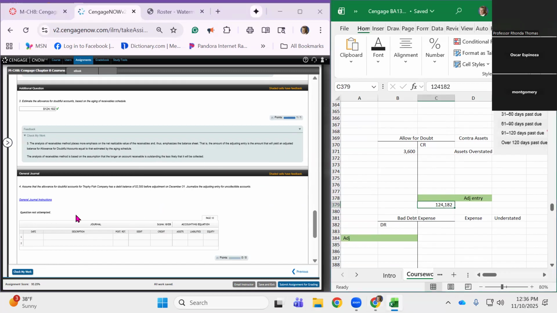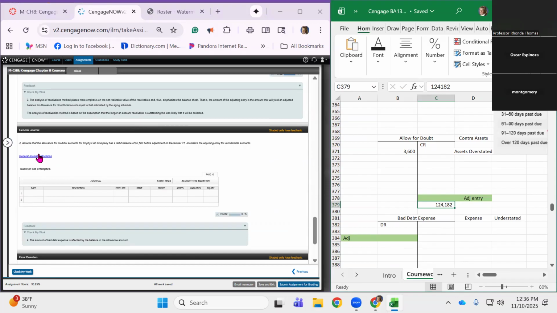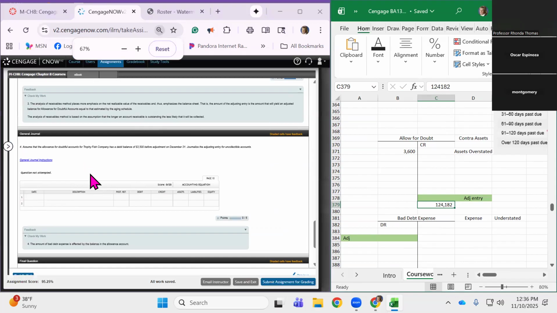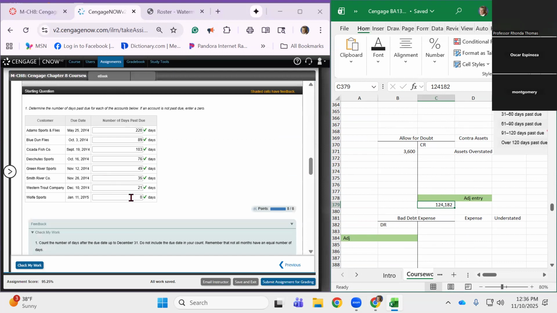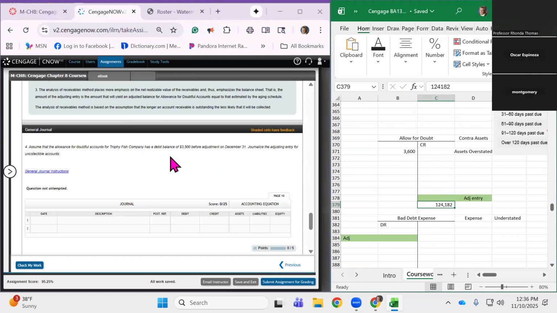Now we need to read. Assume that the allowance for doubtful accounts has a debit balance of $3,500. So I'm going to make that happen. Sometimes you've got to see it. So this is the balance. Let me move it down one. And I'm going to put balance before adjustment.